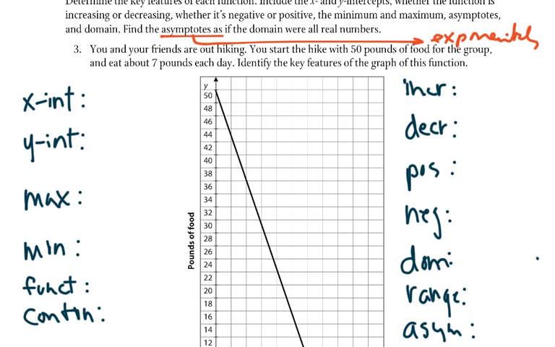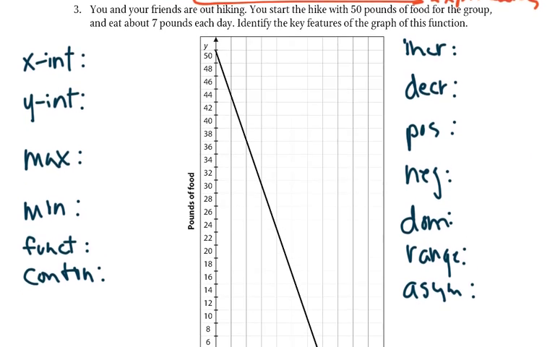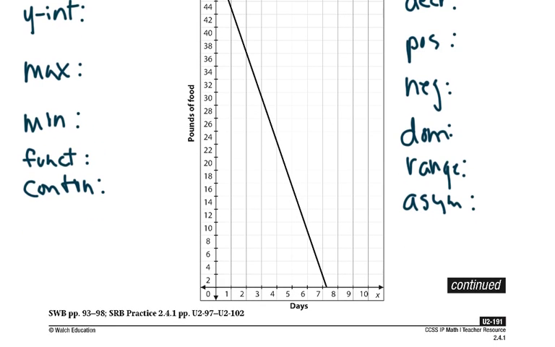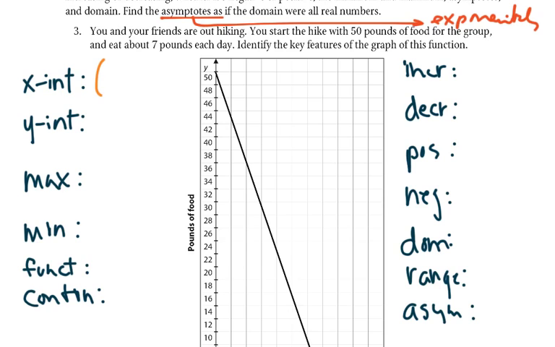Okay, so looking at 3. You and your friends are out hiking. You start the hike with 50 pounds of food for the group and eat about 7 pounds each day. Identify the key features. Alright, so first off, x-intercepts. Do we have it where it touches the x-axis? We do. Okay, what is that point? Well, it's between 7 and 8, so we'll say like 7.2, 0.